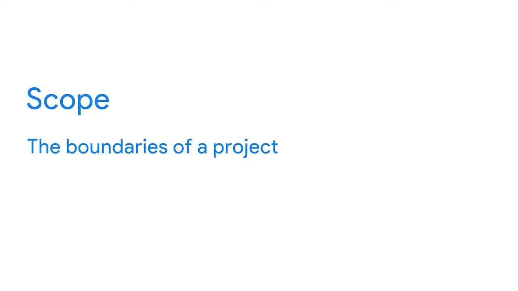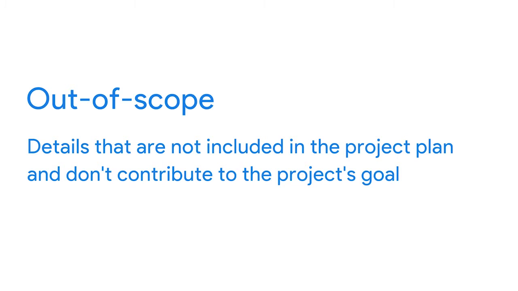We talked about scope earlier, but as a quick refresher, scope refers to the boundaries of the project. For example, the number of restaurants taking part in the pilot. Details that don't contribute to the project's goals are considered out of scope. To determine what's in and out of scope, think about what's needed to achieve the project goal. Keep the following questions in mind.